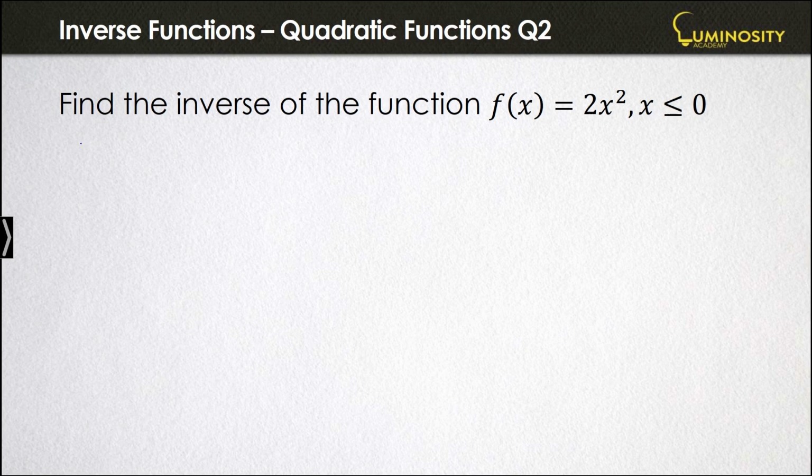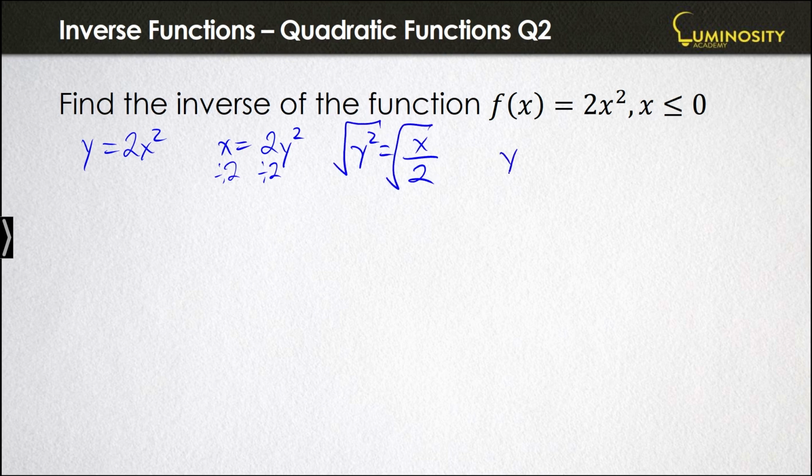So first things first, we're going to say y equals 2x squared. Then we're going to swap our x and our y's, and then we're going to solve for our y. So we're first going to divide by the coefficient and get y squared equals x over 2. And then we're going to take the square root. So we have y equals the square root of x over 2.